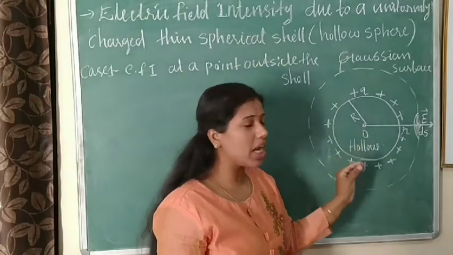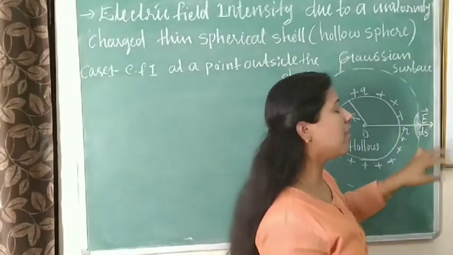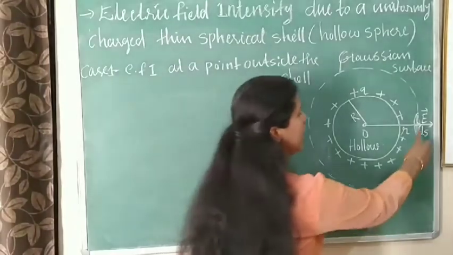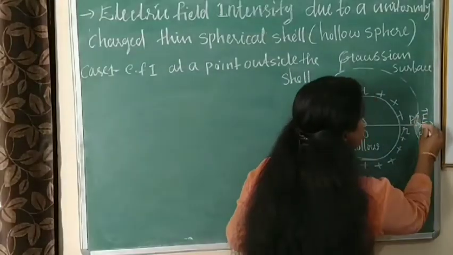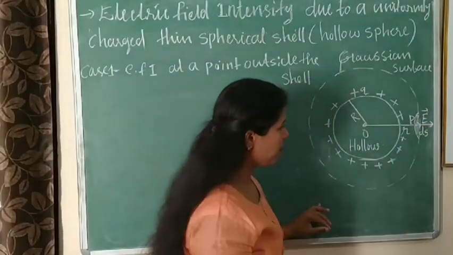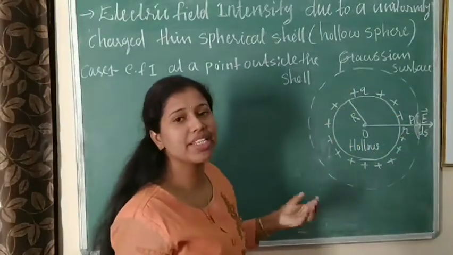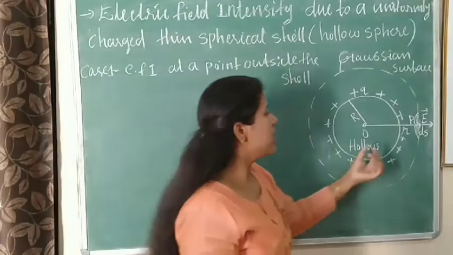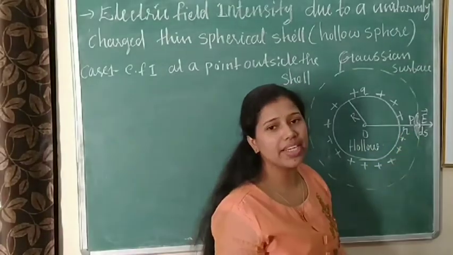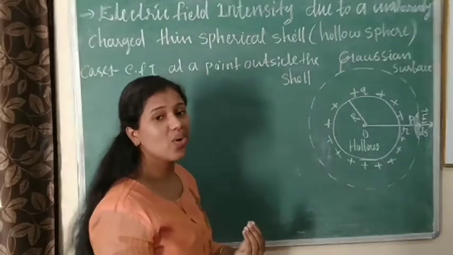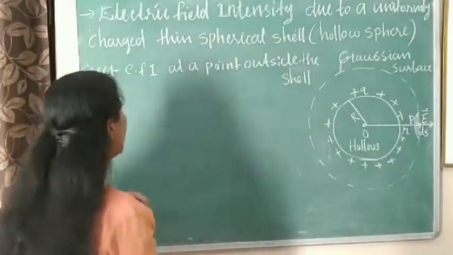Here also our aim is to calculate electric field intensity at a point P. The distance is the radius. This dotted line is a Gaussian surface. This radius is small r. Then we can write by using Gauss theorem. What you have to write?